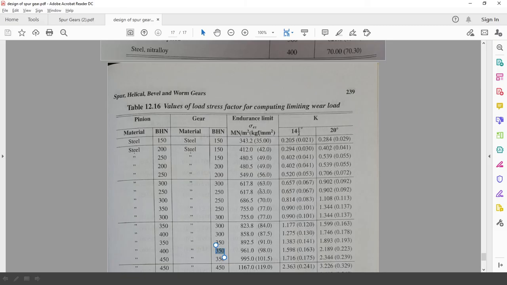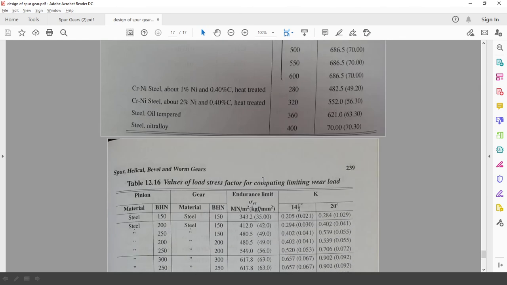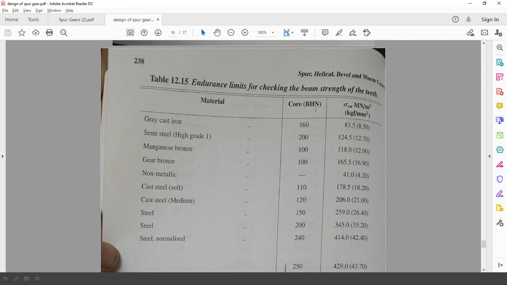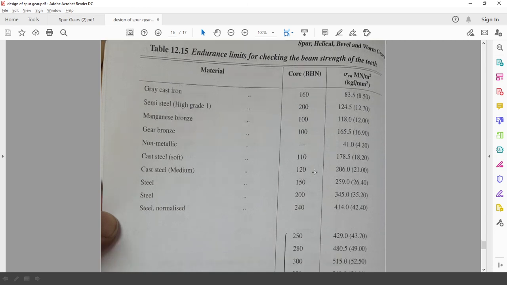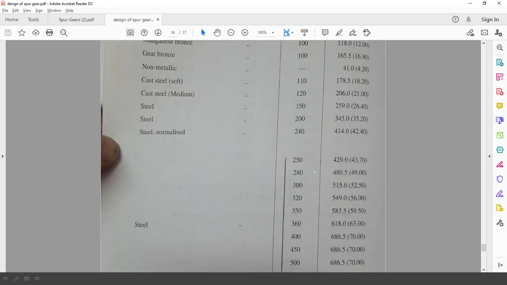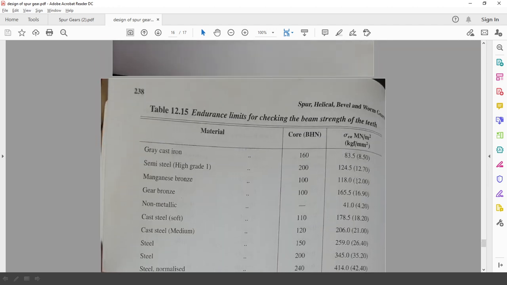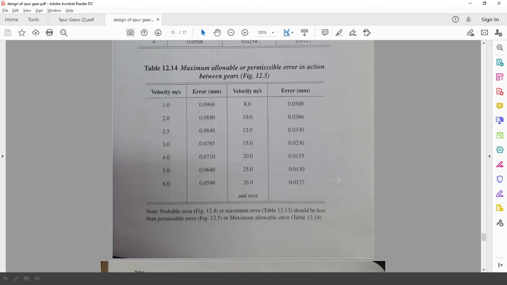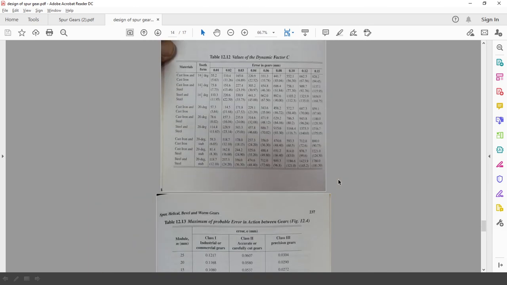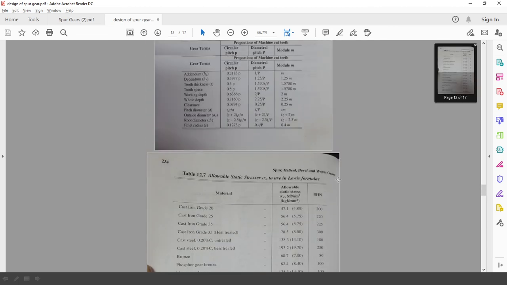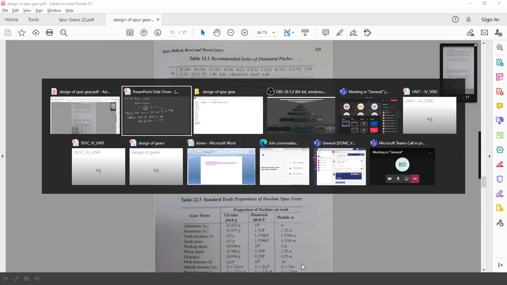Sometimes what happens, they will suggest you to find out the value of endurance strength. Based on that, you need to find out the surface factor, that is BHN. Suppose they give the endurance limits, then you need to compare the sigma En and identify the value of BHN. Or they will give the BHN. Based on BHN, you need to find out the endurance strength, then equate the endurance strength to the wear strength, then suggest it. We'll go for that type of problem also in the next class. Okay, so now we wait for 2 minutes.